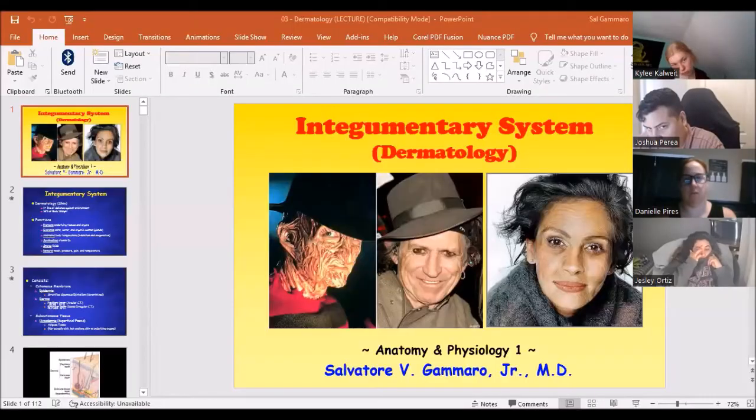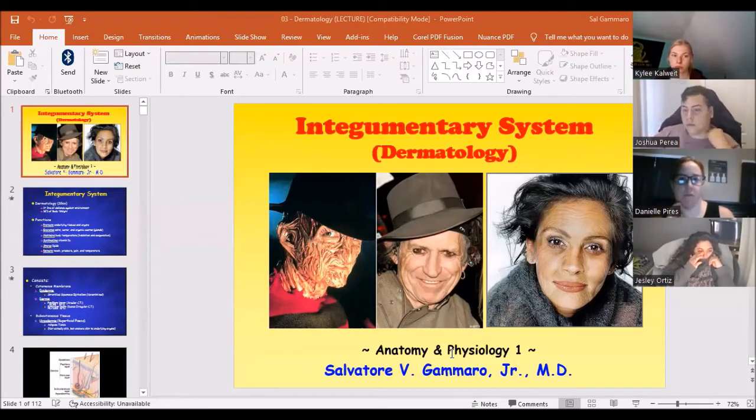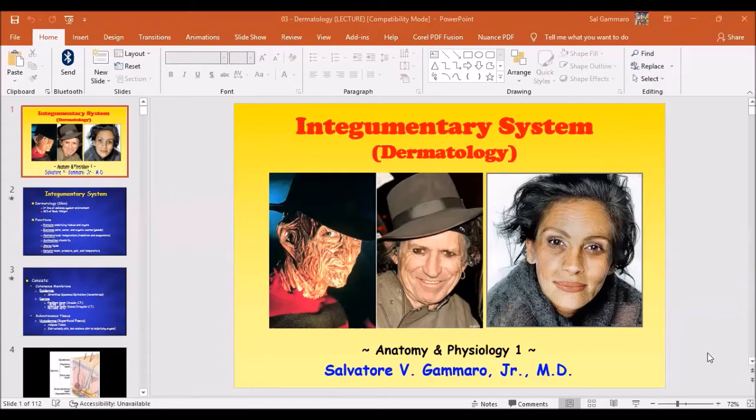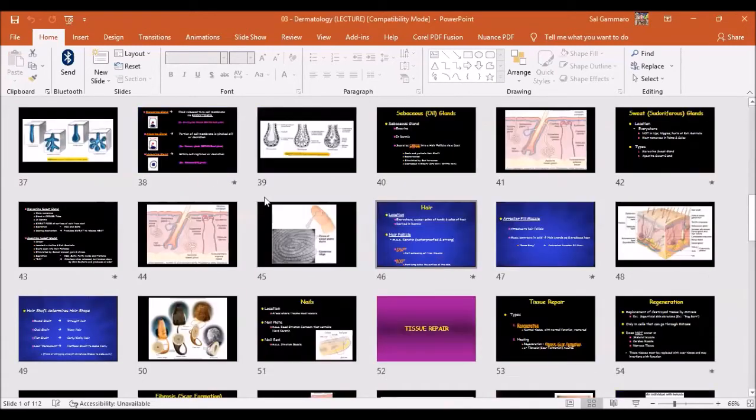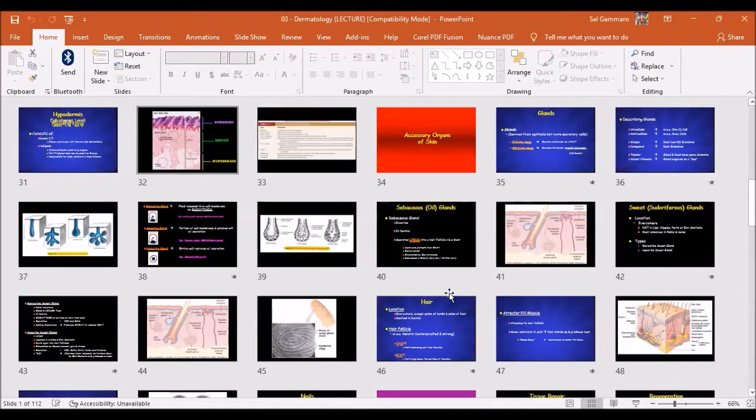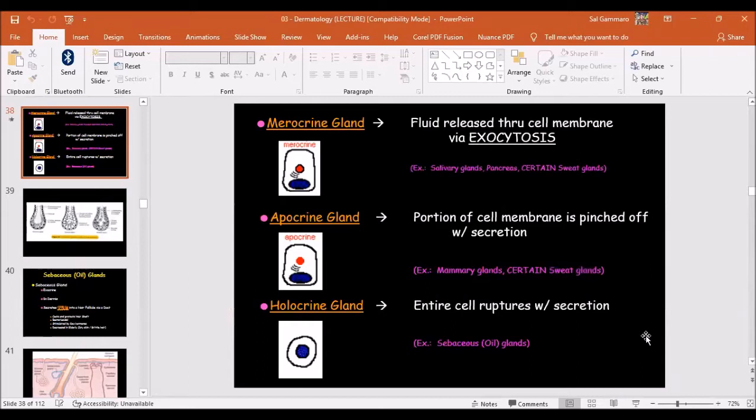Where is it? Share screen. Okay. Just trying to get all these boxes away. Okay. So this is where you're seeing it, right? Yeah, I think it's slide 43.